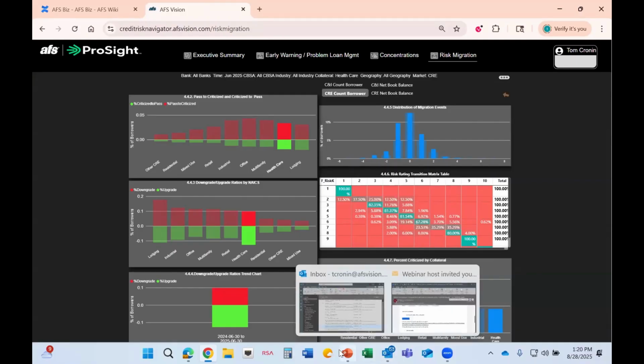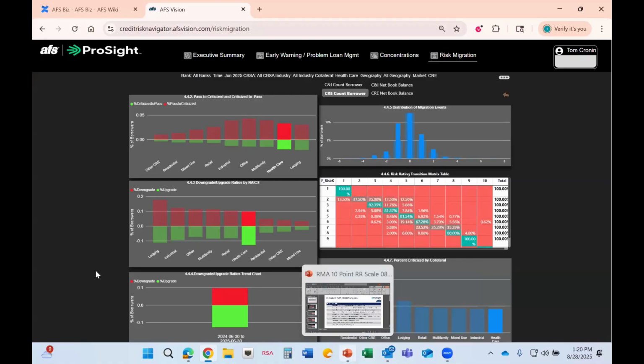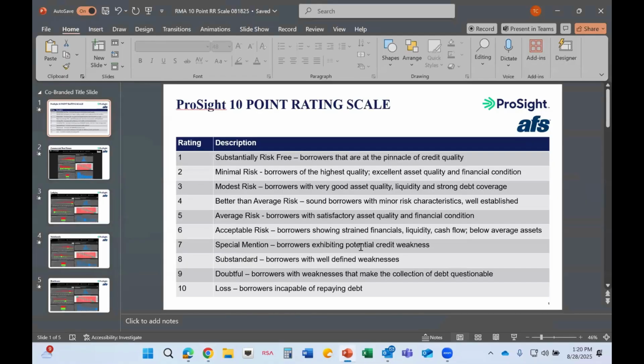So that's it for what we have today. I did want to bring up, again, the 10-point scale. So you can see why I was harping so much on the ones, twos, and threes. Ones are supposed to be substantially risk-free. The twos are the highest quality, and then threes are very good asset quality. So you would not have expected those to have any problems. So Ann, I'll turn it back over to you for any questions.